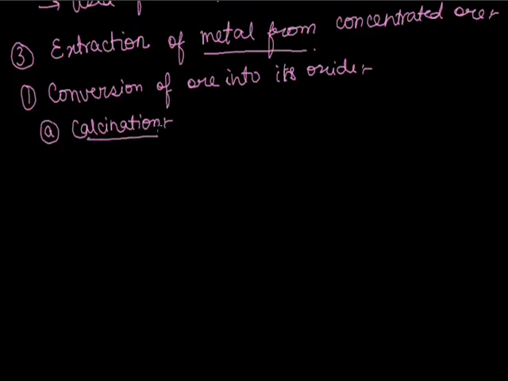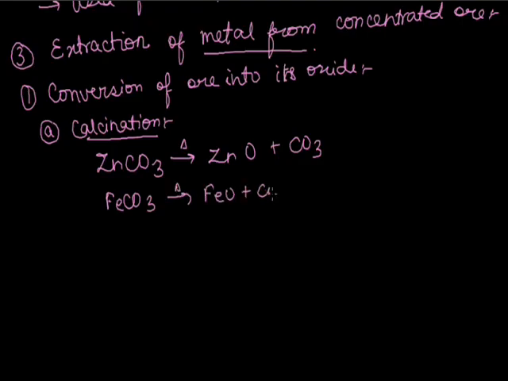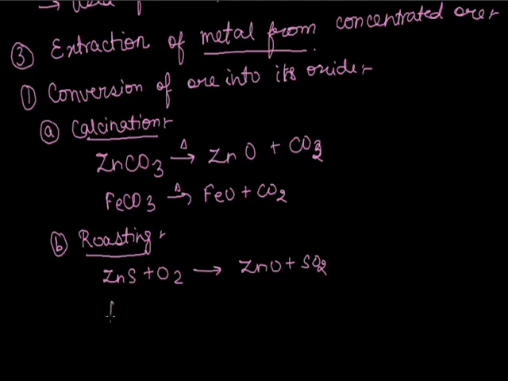In calcination, we heat carbonate ore in the absence of air. Suppose ZnCO3 is heated in the absence of air. Second one is roasting. It is a process of heating the concentrated ore in the presence of air. In this we take sulfide ores. Calcination is used for hydrated and carbonate ore, and roasting is used for sulfide ore.